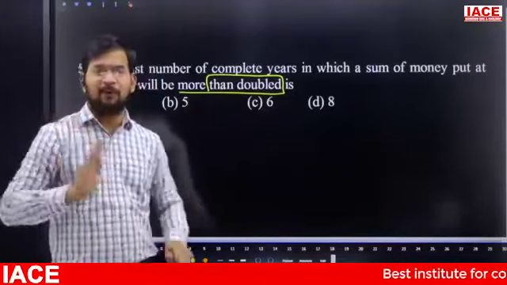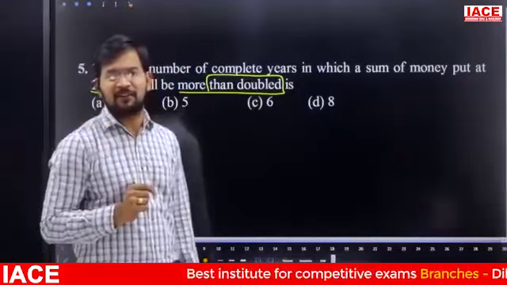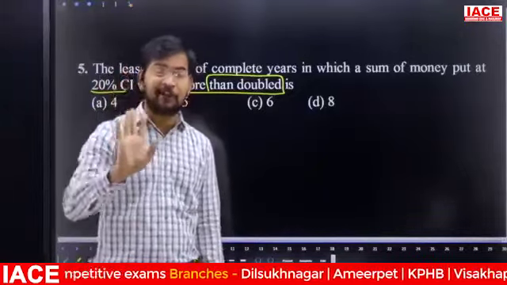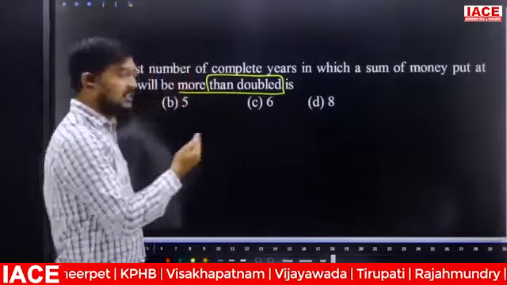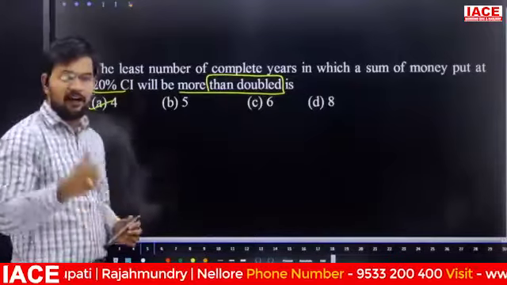Tell me, which is faster, simple interest or compound interest? Compound interest is the faster one. Simple interest itself takes 5 years, so compound interest will automatically take less than 5 years. See the options with less than 5 years: only option A. Option A is the right answer. All of you clear?